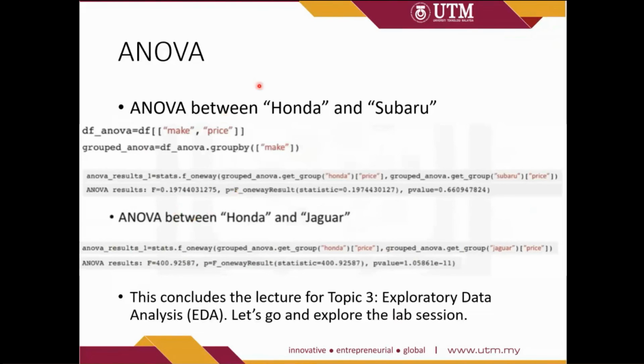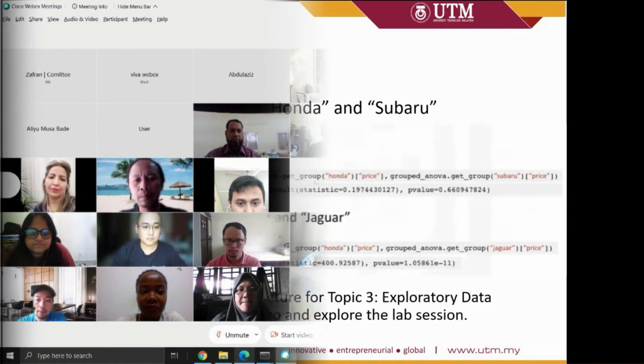But the prices between Hondas and Jaguars are significantly different, since the F score is very large. F equals 401 and the p-value is less than 0.05. So all in all, we can say that there's a strong correlation between a categorical variable and other variables if the ANOVA test gives us a large F-test value and a small p-value. Now this concludes the lecture.